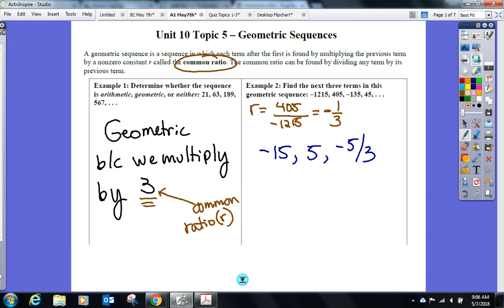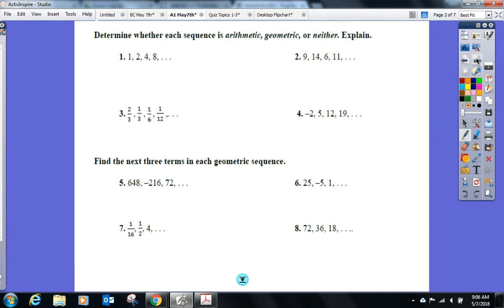Okay, I'm going to walk around now because it's not going to do me any good standing up here. Let's see you and your group right now, 1 through 8. Arithmetic, geometric, or neither. And then first 3 terms. I'm going to walk around and watch you guys work. All right? 1 through 8 right now.